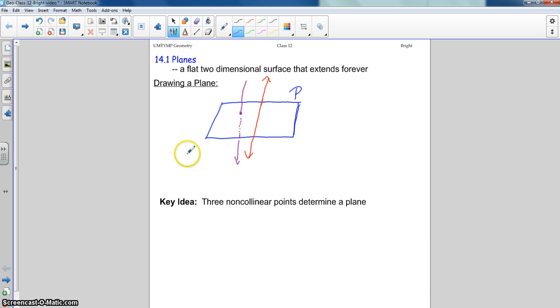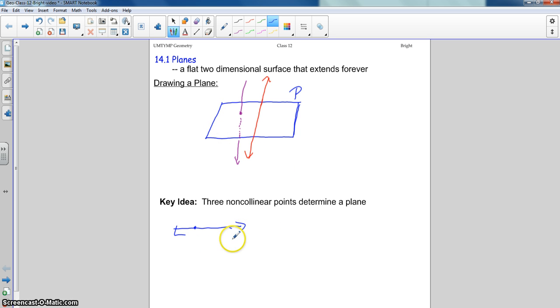Okay, but the key idea is that three non-collinear points determine a plane. So the reason we can't use two is, well, two points determine a line, right? So if I have two points, we learned before that they determine a line. Now, that isn't the case with a plane.